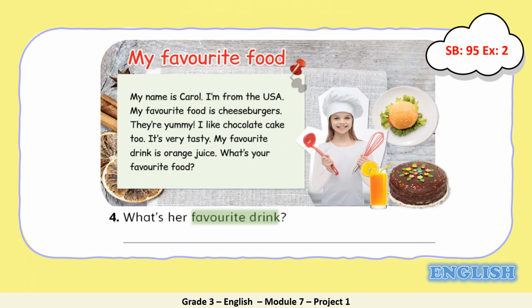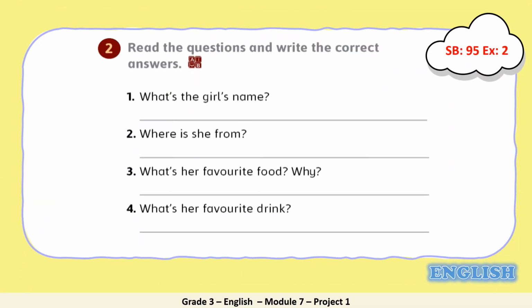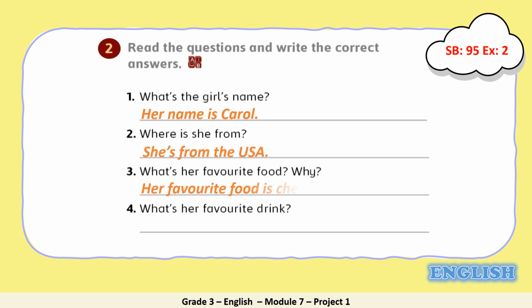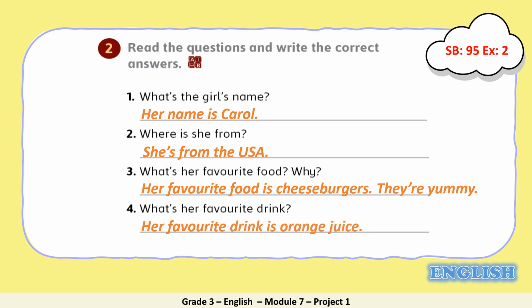Question number 4. What's her favorite drink? I know, it's easy. The sentence is very clear in the last 3 lines. Her favorite drink is orange juice. Now that we answered all the questions, I want you to take a look at all the answers one more time. Make sure to write them in your book.